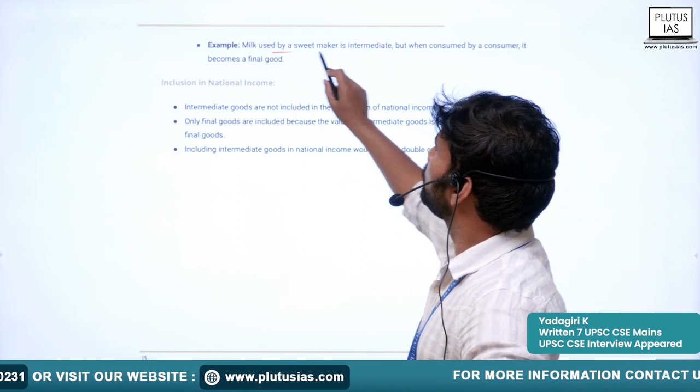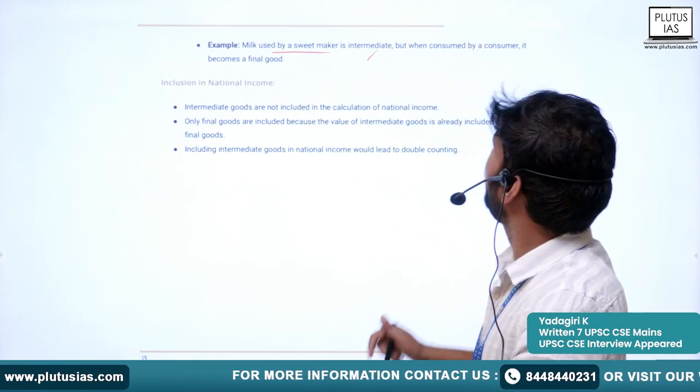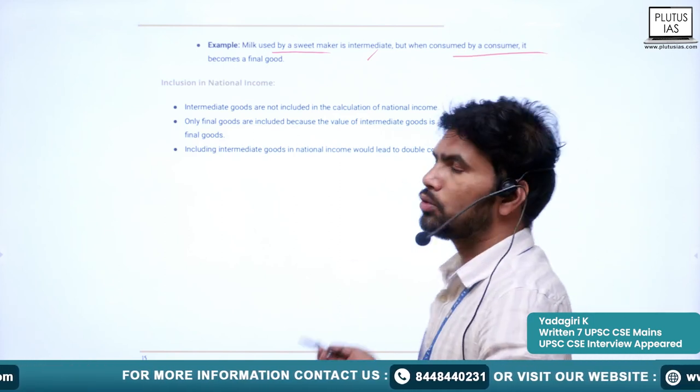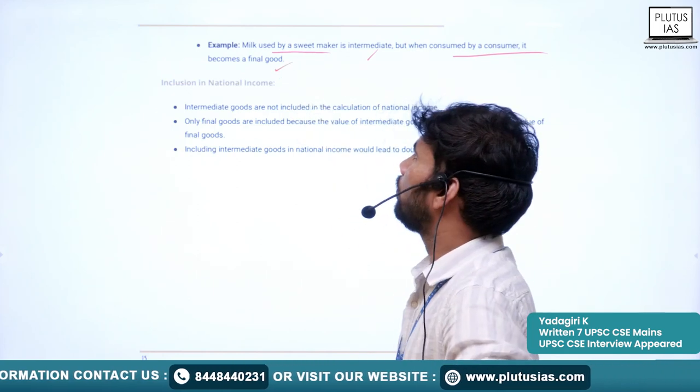Examples, milk used by a sweet maker is known as an intermediate good. But when consumed by a consumer, if I am consuming milk, that is known as a final good.